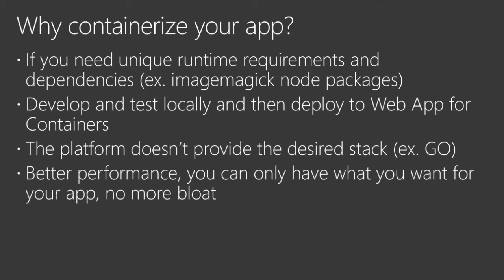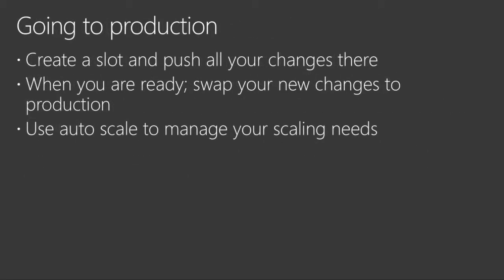So what's our recipe for going to production with containers? Do everything in a slot. Create a slot and do all your changes in it. When you're ready to go to production, swap the staging slot to your production slot. And then from there, you can configure auto-scale to manage your scaling, to be able to react to spikes of traffic and so on.